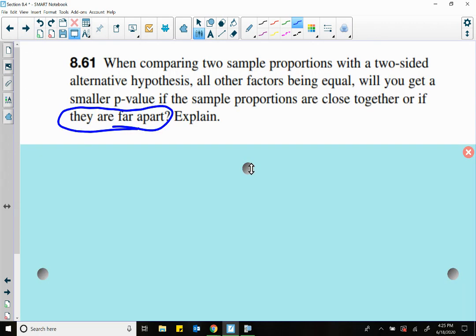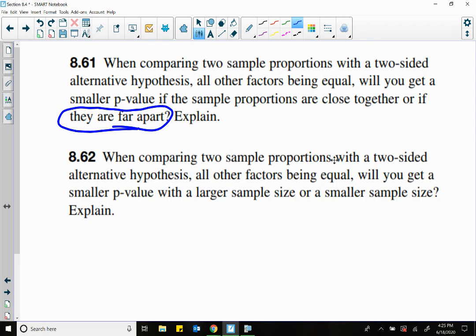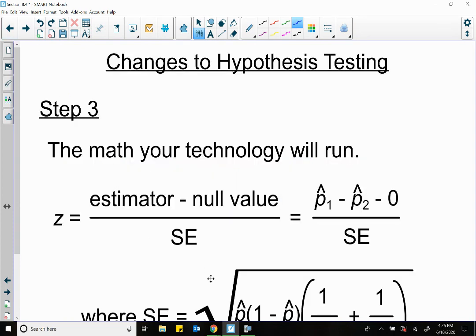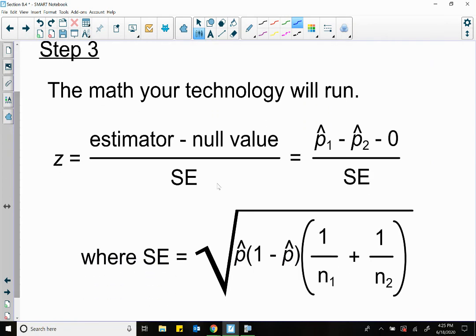All right. So with that being said, answer this question. When comparing two sample proportions with a two-sided alternative hypothesis, all other factors being equal, will you get a smaller p-value with a large sample size or a small sample size? So now you're talking about that sample size, and sample size plays in with this. Do we want a large sample size or a small sample size? What do you think?